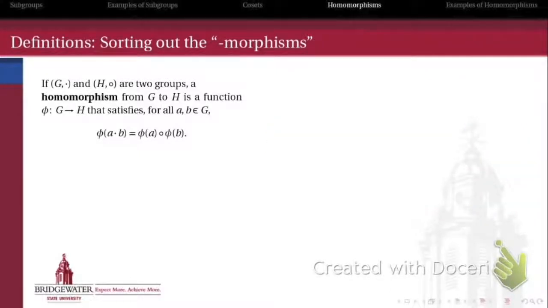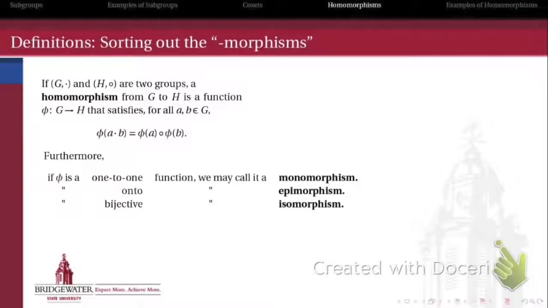So in addition to that product rule, we also have a variety of other pieces of terminology that we use for homomorphisms to assign them some additional fun properties. Monomorphisms, epimorphisms, and isomorphisms. These are just statements in group language of homomorphisms that are one-to-one, onto, and bijective, one-to-one and onto.